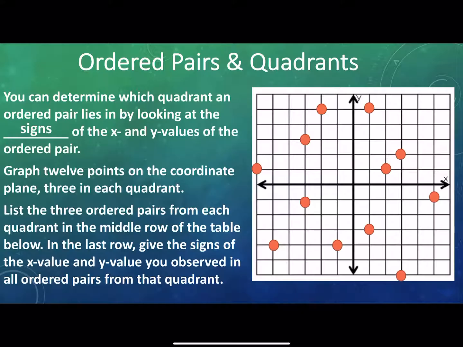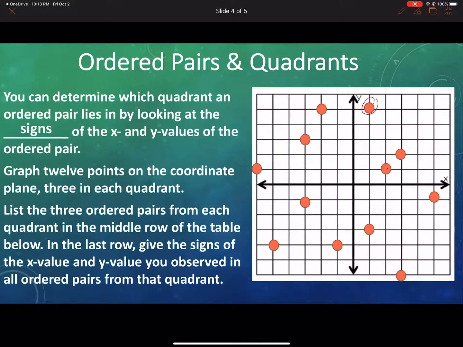So write quadrant 1 for me, and then write the 3 ordered pairs of the 3 points that are in quadrant 1, so this one, and this one. Because this is quadrant 1, this is quadrant 2, this one is 3, and this one is 4, remember? So go ahead and give me the ordered pairs for quadrant 1 on your paper, quadrant 2, quadrant 3, and quadrant 4. I'm going to do the first one for you just to remind you how to do it.